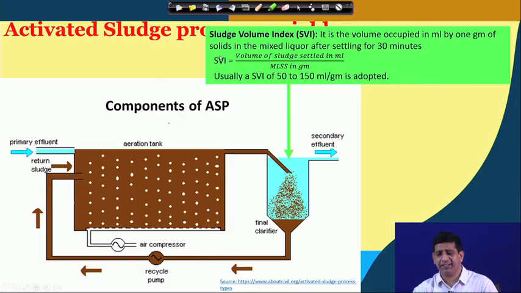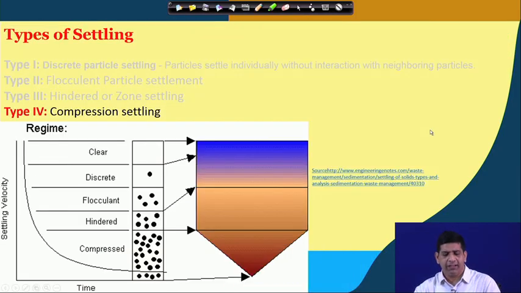Sludge volume index is calculated as the volume occupied in ml by 1 gram of solid. Around 50 to 150 ml per gram is adopted. So, that is the sludge volume index, and those are your activated sludge basic parameters.